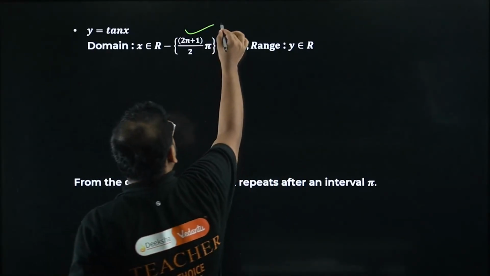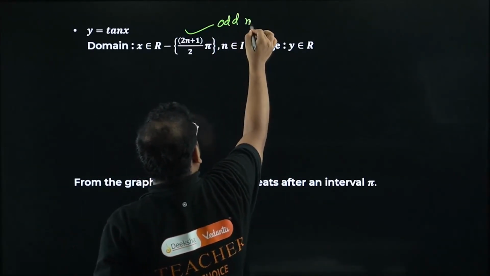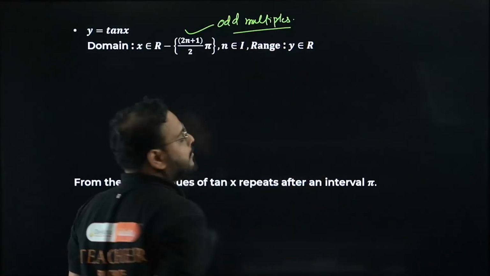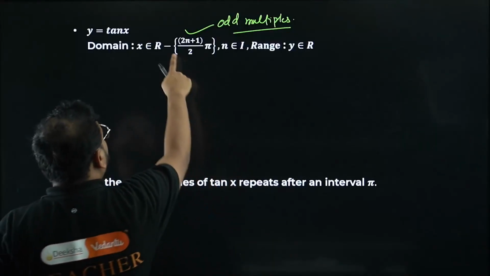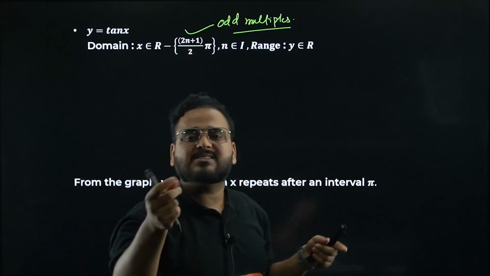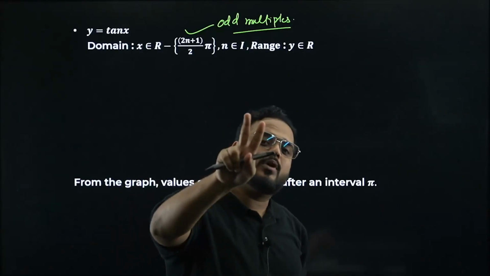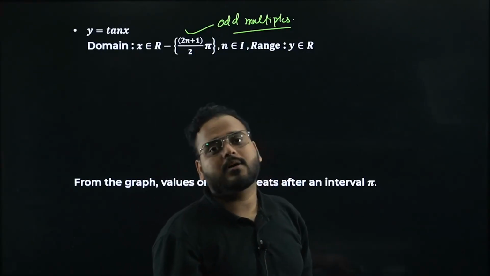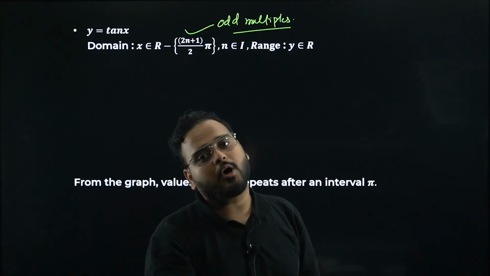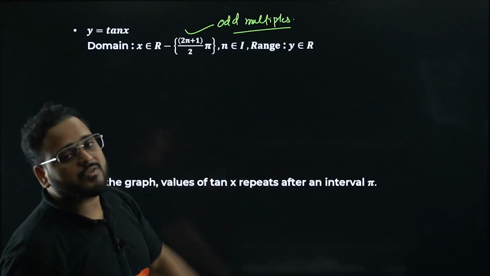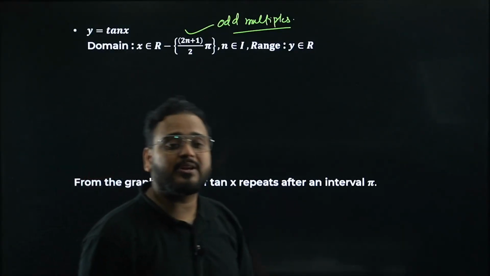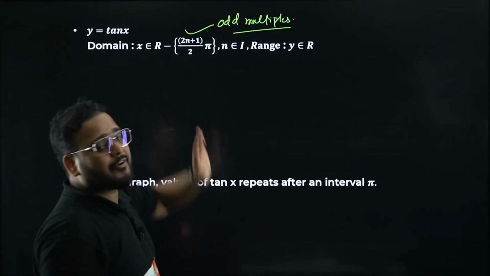At odd multiples it is not defined. So we have (2n plus 1) pi by 2. Why is 2n plus 1 odd? You know that 2n means an even number. Any number you multiply with 2 becomes even. Add 1 to it, it becomes odd. So that's why at odd multiples of pi by 2 the function is not defined. So the domain will have all real numbers except odd multiples of pi by 2.